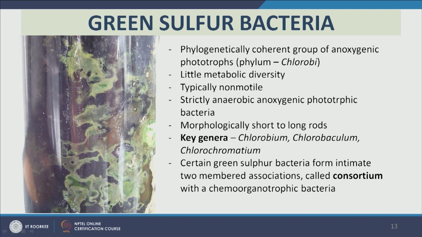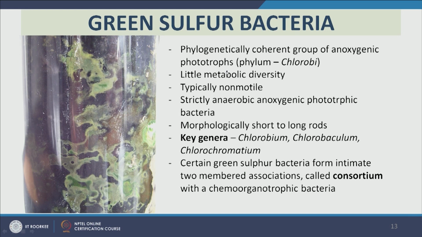Alrighty, and now we have green sulfur bacteria here. This picture does not look as green as I wish it did, but these are green sulfur bacteria growing in this bottle. They are a phylogenetically coherent group of anoxygenic phototrophs. What this implies is that they fall under a single phylum, Chlorobi. If someone says green sulfur bacteria, you know it is Chlorobi. They are anoxygenic phototrophs, so they do not generate oxygen, but they are phototrophs.